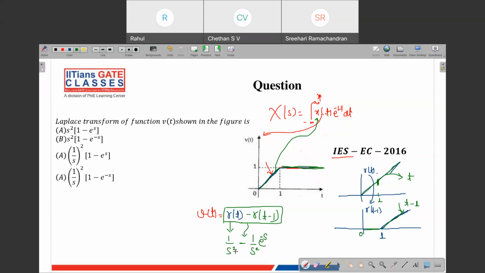So in this case, we just wrote this waveform as some basic expression, and we already know the Laplace transform of r(t) and r(t minus 1), and then we just put those Laplace transforms and the time shifting property here. That's how we can calculate the Laplace transform of this signal. Anyone has any doubt here?